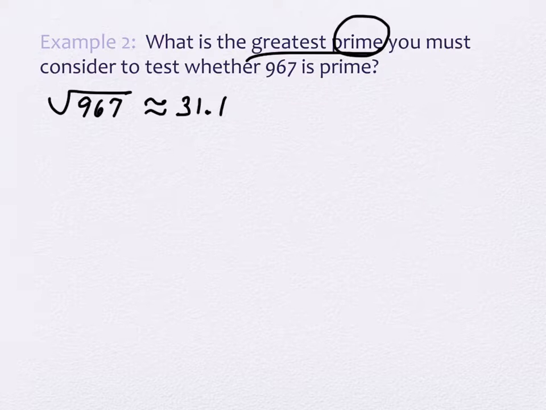31.1. So what is the biggest prime number smaller than 31.1? Because it actually asks me what prime number I must consider. 29. I think there's one bigger. I think 31's prime, right? Okay. So the answer here would be 31 because it's the biggest prime number smaller than 31.1. So the last number we would test, if we kept testing, we could stop testing once we get to 31, and we'd be good.